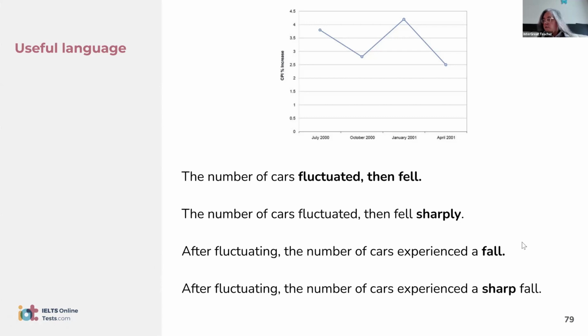Okay, so a great way to demonstrate a wider range of vocabulary is to use adjectives and adverbs. So you can really add a lot more vocabulary and demonstrate a wider range of vocabulary when you're writing by doing that.